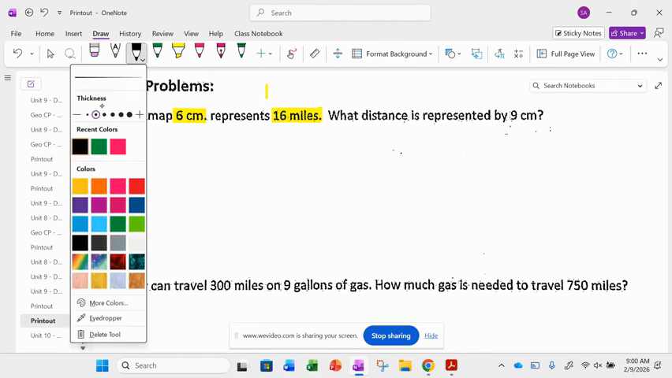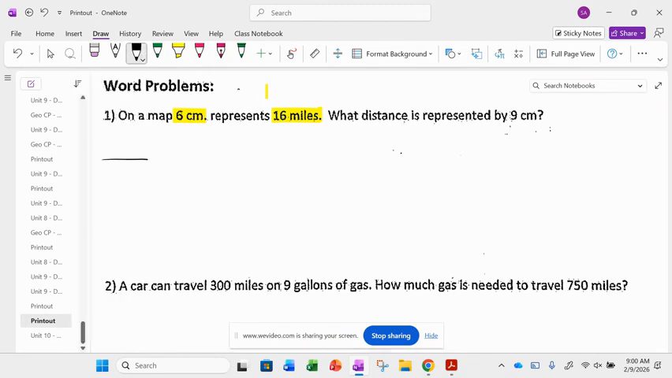When you start a word problem, you have to decide in the beginning which unit you want in the numerator and which unit you want in the denominator. Once you decide, you have to stay consistent with that the rest of the time. So I'm going to say centimeters will be in the numerator and miles will be in the denominator. So anytime in this problem I make a ratio, centimeters will have to be in the numerator, miles will have to be in the denominator.